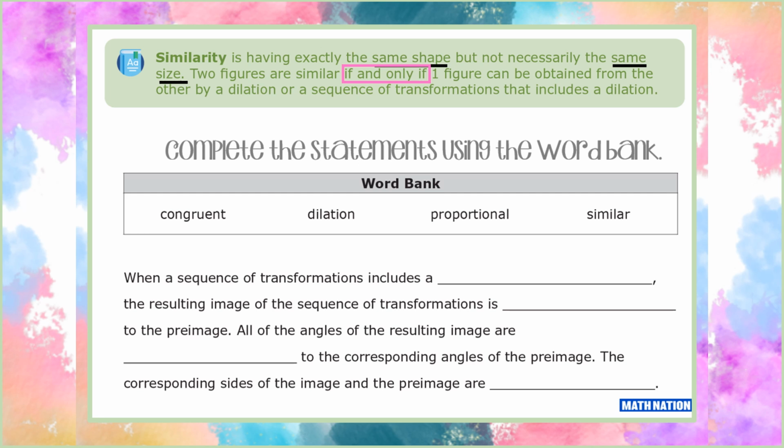Let's see what's there. When a sequence of transformations includes something, the resulting image of the sequence of transformations is something to the preimage. All the angles of the resulting image, oh, we know this one for sure, all the angles are going to be congruent to the corresponding angles of the preimage. The corresponding sides of the image and preimage are proportional. Let's go back. When a sequence of transformations includes a dilation, the resulting image of the sequence of transformations is similar to the preimage.